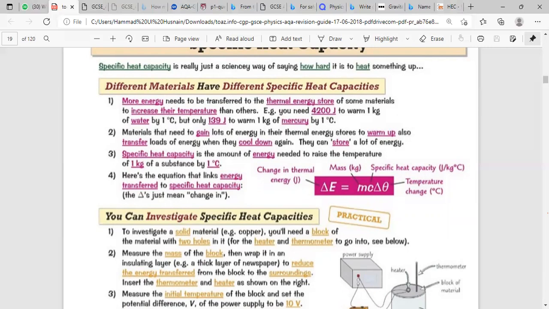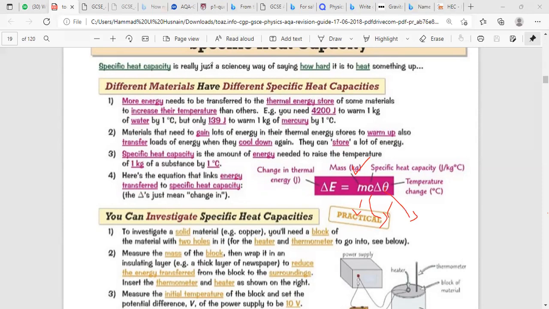Here we again have an equation to find the specific heat capacity, and it is written over here. You can see that the change in thermal energy of a body is equal to the mass of that body. M is the mass, C is the specific heat capacity we are talking about, and delta theta is the rise in temperature, the temperature we are changing.